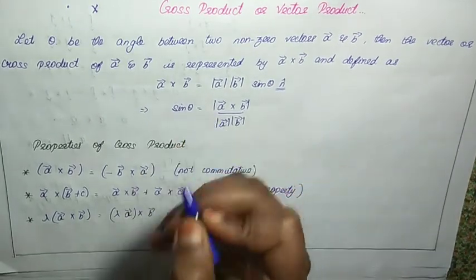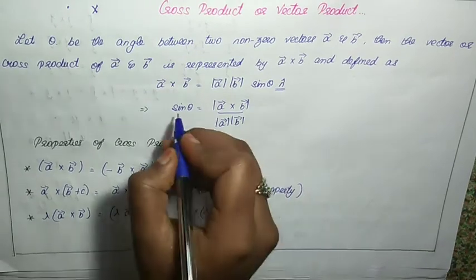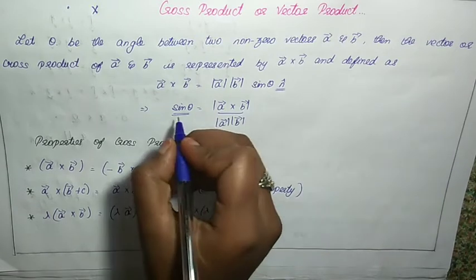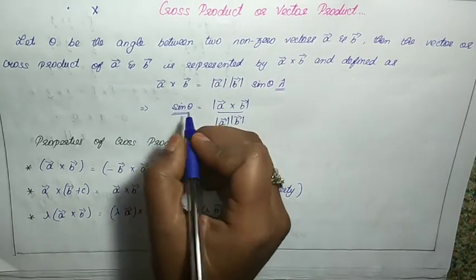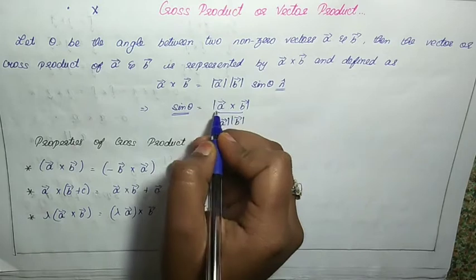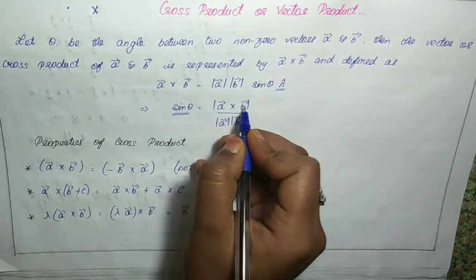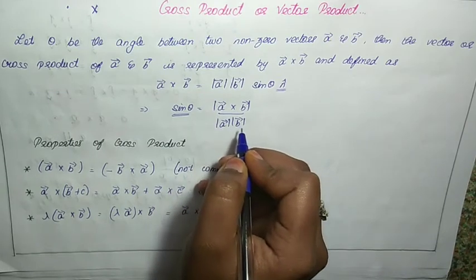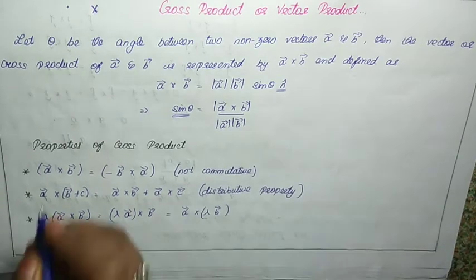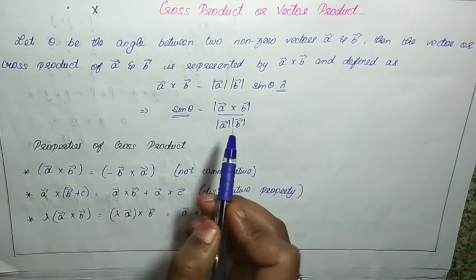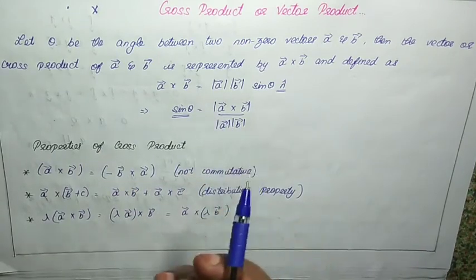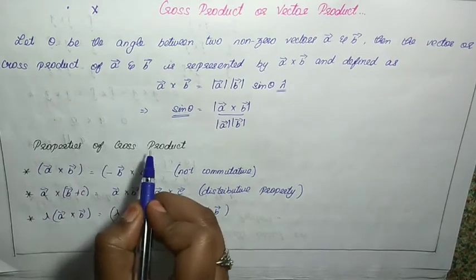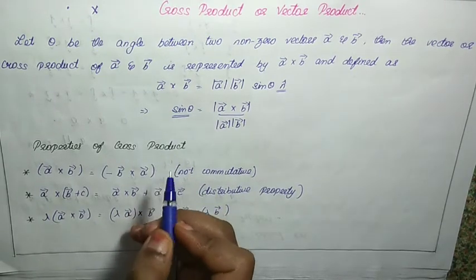Okay, so for angle between the two lines or two vectors, in this cross product, sine theta equals mod of a vector cross b vector divided by mod of a into mod of b. Okay, so now let me just teach you how to calculate this cross product later. Okay, so properties of cross product that you have to know.